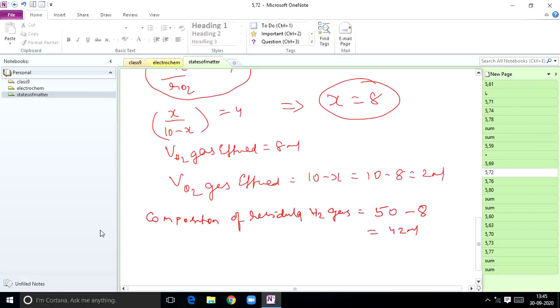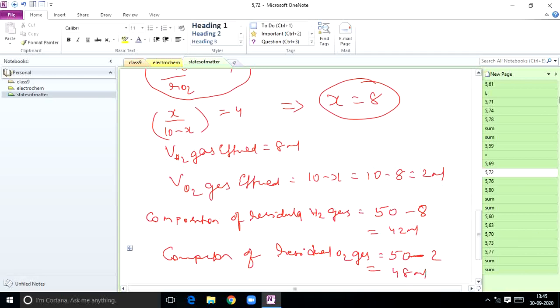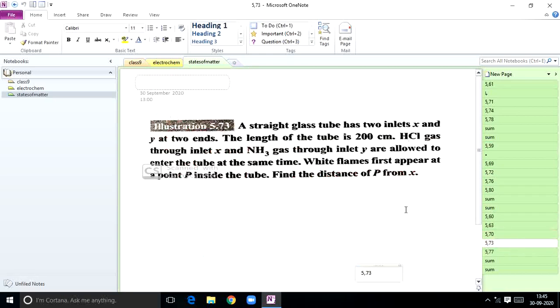Next, the composition of residual oxygen gas, that means the gas which is not coming out. The total volume of oxygen gas given is 50, and the volume of oxygen gas effused is 2 ml, so 50 minus 2, you will get 48 ml. So this is a very important model for IIT students especially. Next, this is also a very important model.